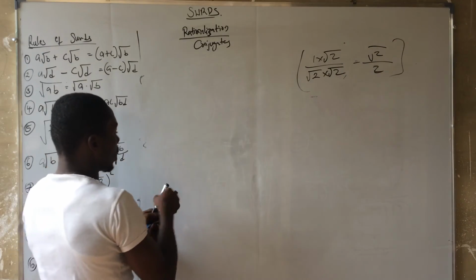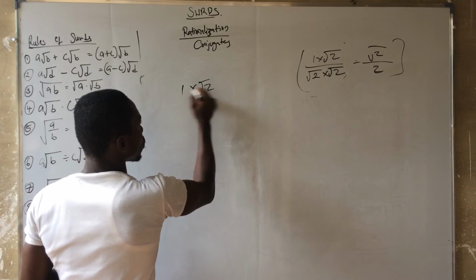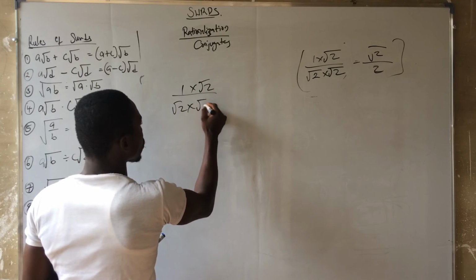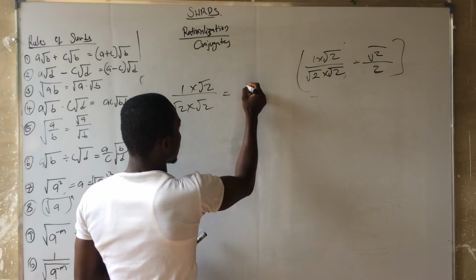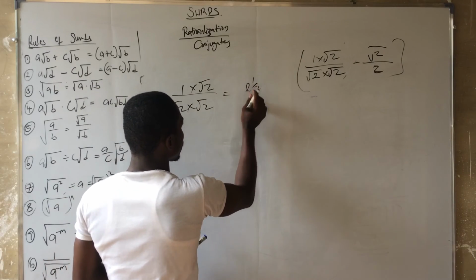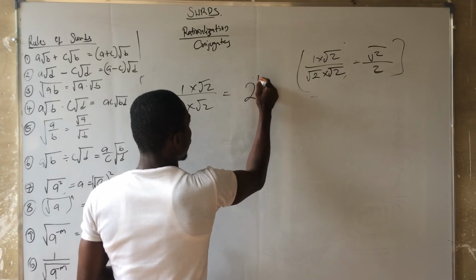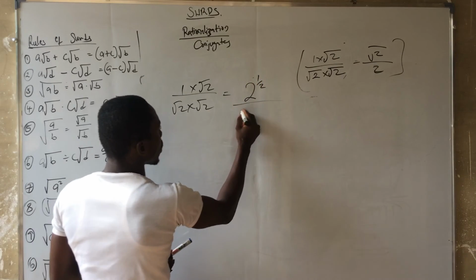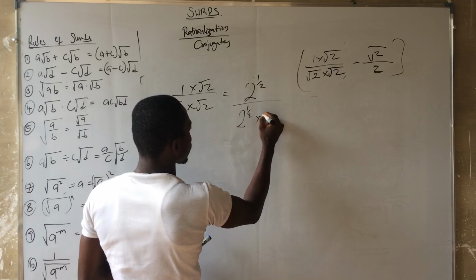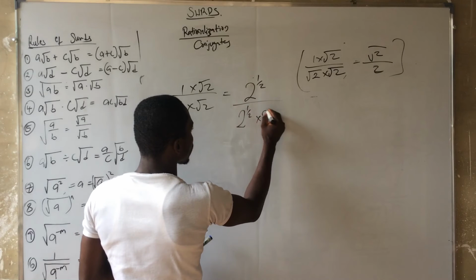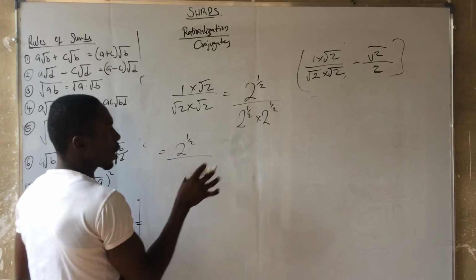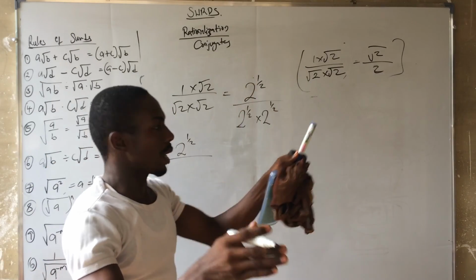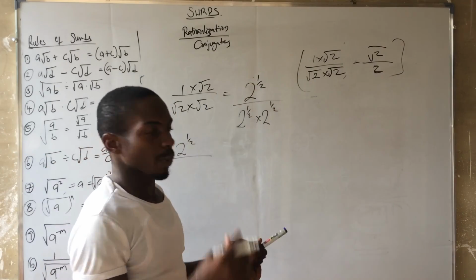So to finish up what I started before I crossed over, 1 times root 2 over root 2 times root 2 is equal to what? Of course, 1 times root 2 is the same thing as 2 raised to the power 1 over 2. So we have 2 raised to the power 1 over 2 all over 2 raised to the power 1 over 2 times 2 raised to the power 1 over 2. When they are the same base, you add the powers. When the powers are the same, you multiply the bases.